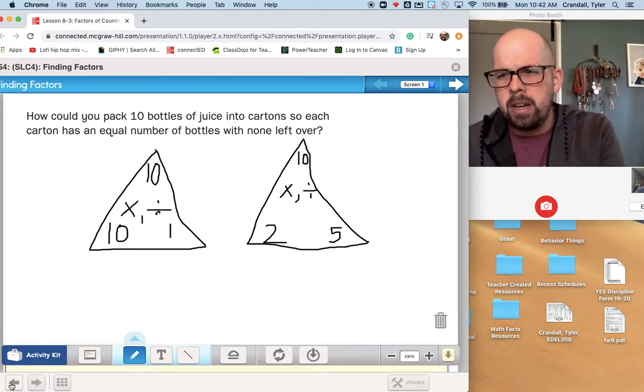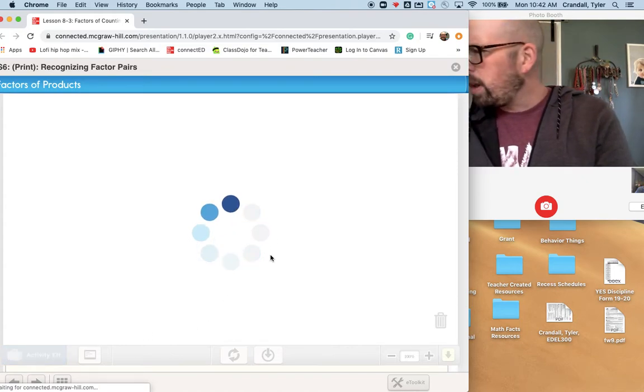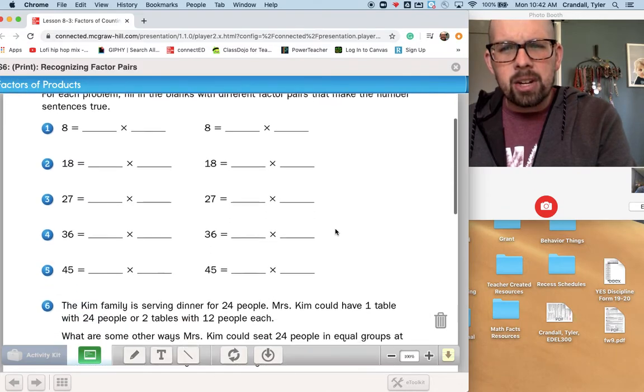Let's try another one. This one is going to be in your math journal. And when I say another one, I mean a whole other set. This is in your math journal. It's lesson 8-3.